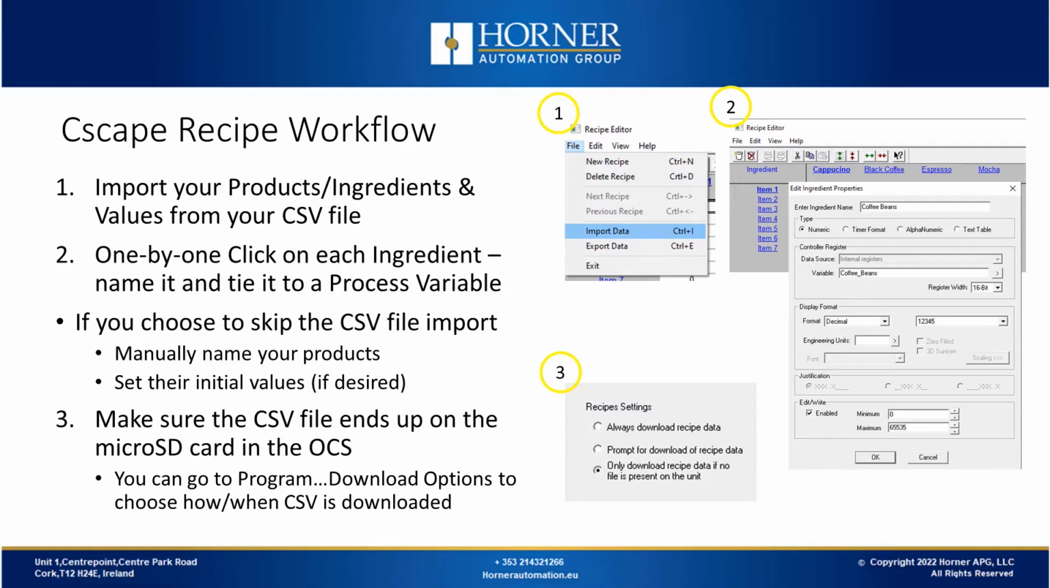You could set it that the recipe file is always downloaded with every Cscape download you perform. You can choose for Cscape to prompt if you want to download the recipe file, or finally you can set it so Cscape will only download the recipe file when there isn't one that exists on the micro SD card already. That way I can download and start out with the initial CSV file, and then if some parameters are adjusted and saved on the unit itself, and that file has become modified, I won't accidentally overwrite the changes that were made to the recipe file that I don't want.